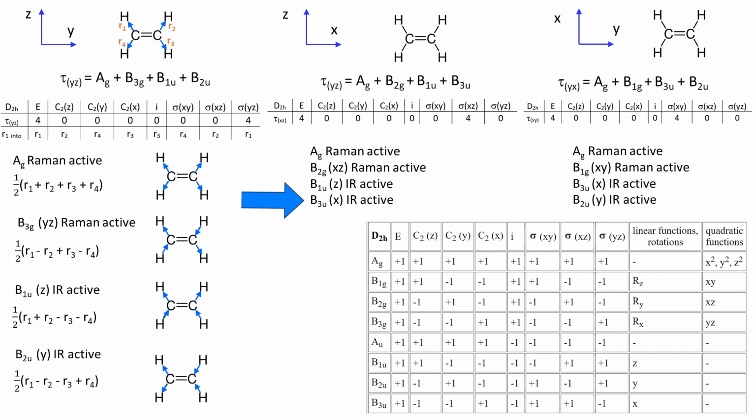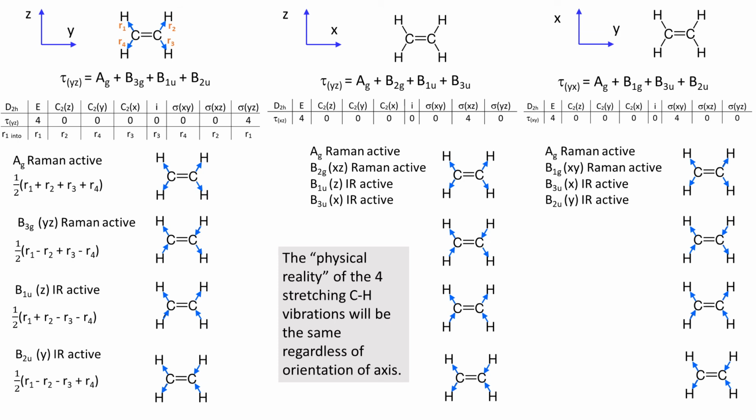Well, let's look at B3U. If you do the same type of analysis, you will find that B3U looks like that. It's identical to B2U, but this time, because the molecule itself is in the zx plane, so the resulting vector is pointing in the x direction. The physical reality of these two vibrations is, however, identical. To sum up, for D2H, each of the three different orientations of axis result in stretching vibrations that look the same, but some of them are just simply oriented along different axes because the orientation of the entire molecule is different. So that's all I have for you today.